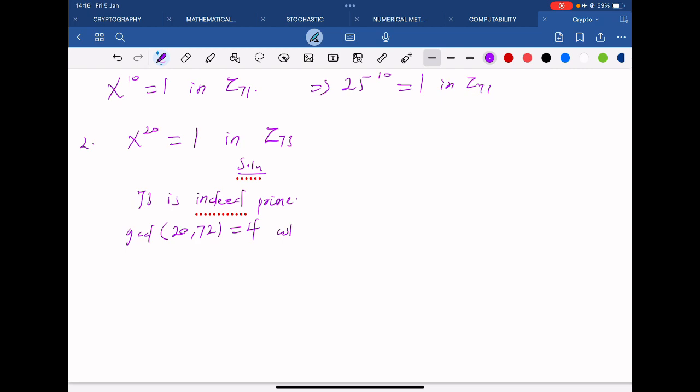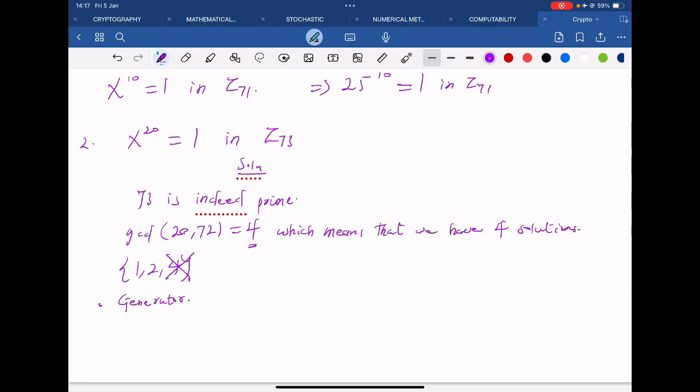Which means that we have 4 solutions. Okay, now remember 4 over here is even. So what are the factors of 4? The factors of 4 are 1, 2, 4. We don't consider the last case. Always remember this. Now the next step is to find our generator.